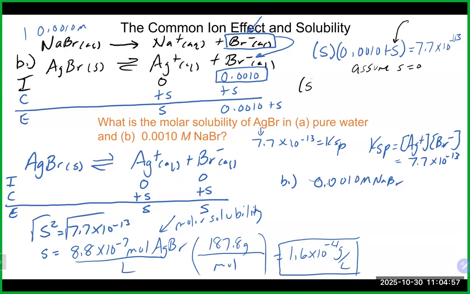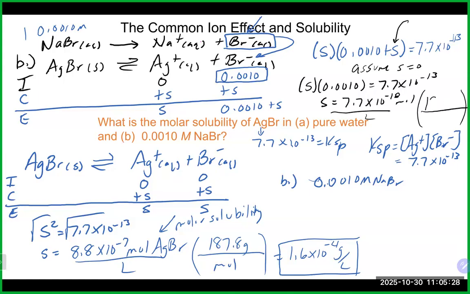And that will give us S times 0.001 equals 7.7 times 10 to the minus 13. Now all we have to do, again, is divide that 0.001 to the other side. And that's going to give us our molar solubility here of 7.7 times 10 to the minus 10 moles per liter. And we could also multiply that by the molar mass of silver bromide, which is 187.8 grams per mole.